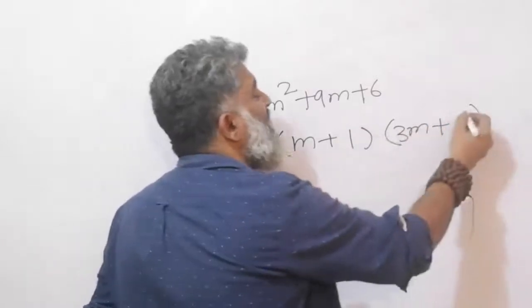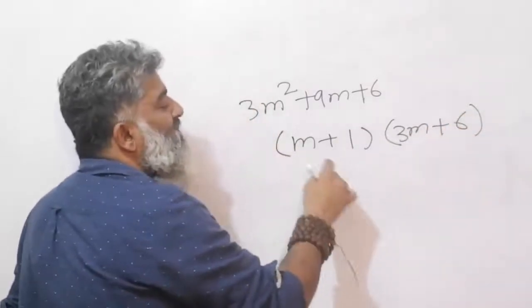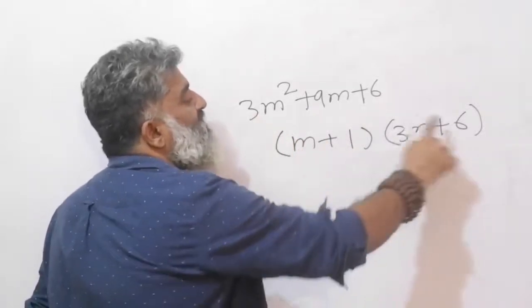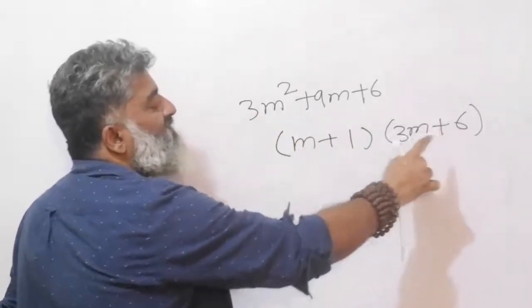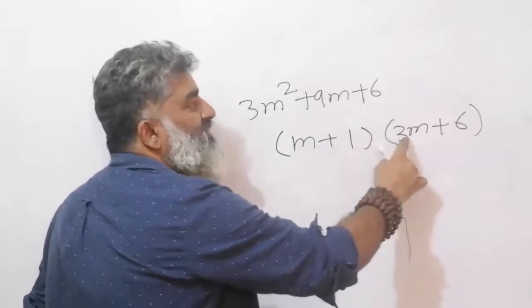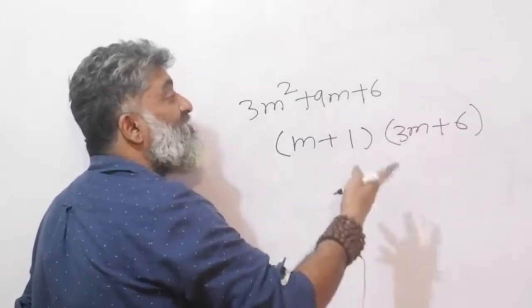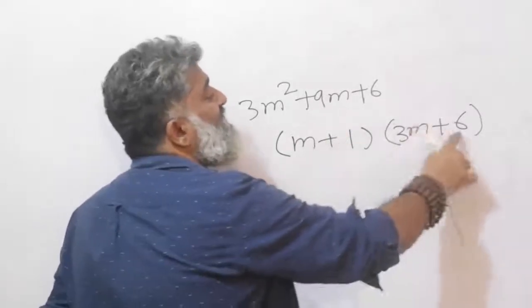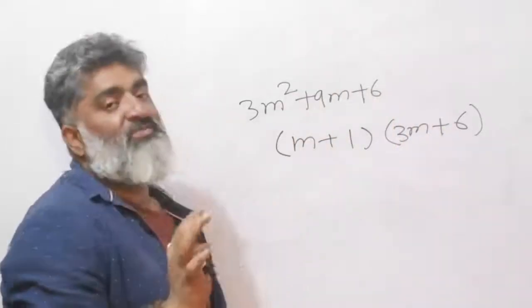Say if it is 1 and a 6, what is going to happen? You have a 3m square, which is fine. You have a m into 6, which is going to give you a 6m. And a 1 into 3m, which is going to give you a 3m. 6m and 3m is going to give you a 9m. Great. And 1 into 6 is going to give you a 6, which is also absolutely fine.